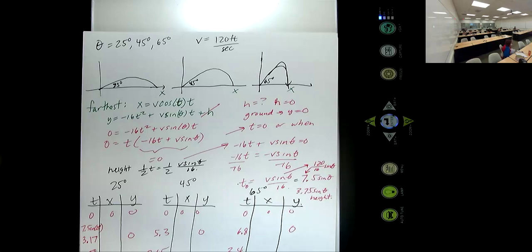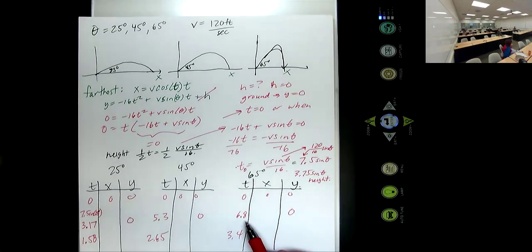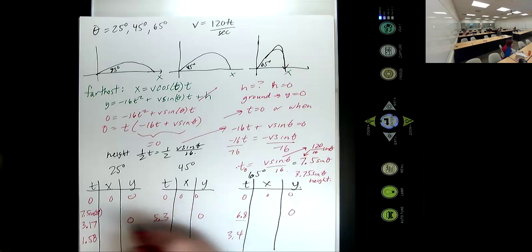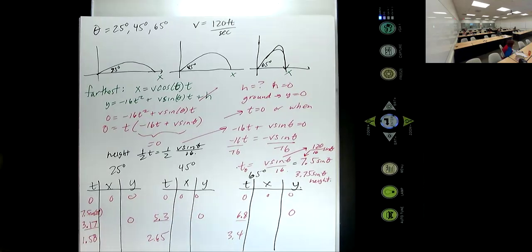So for each of those, it should be 0. So it looks like the 65 degrees has the longest hang time. It's in the air the longest. Right? These are in seconds. These are when it hits the ground. It's in the air the longest at that.